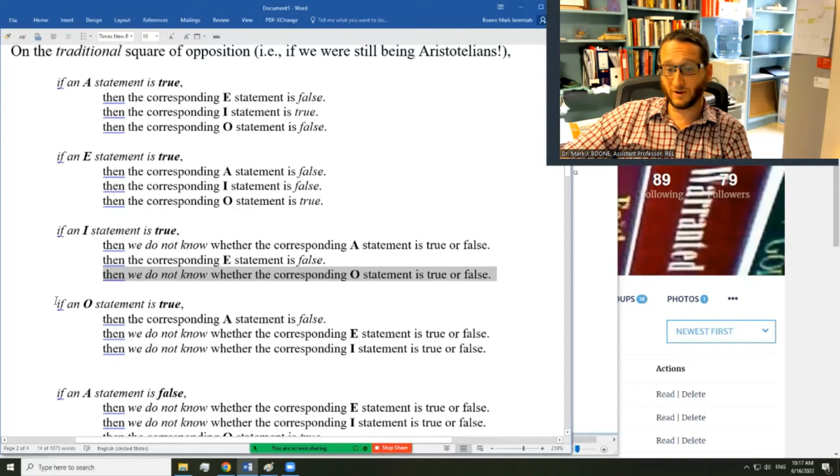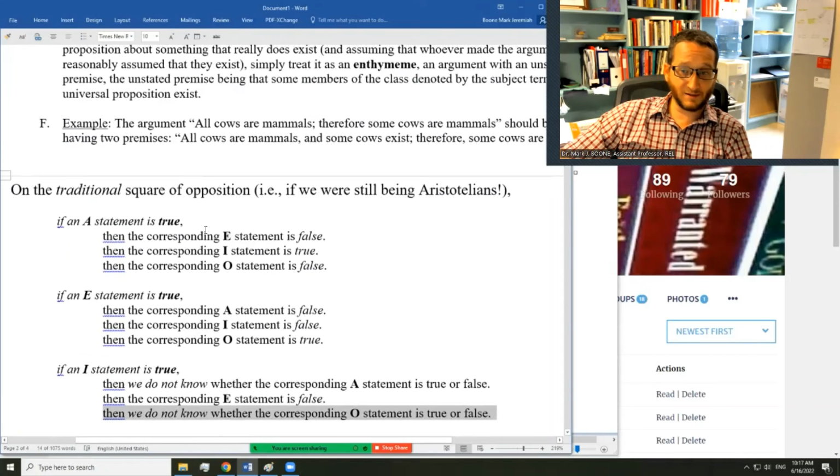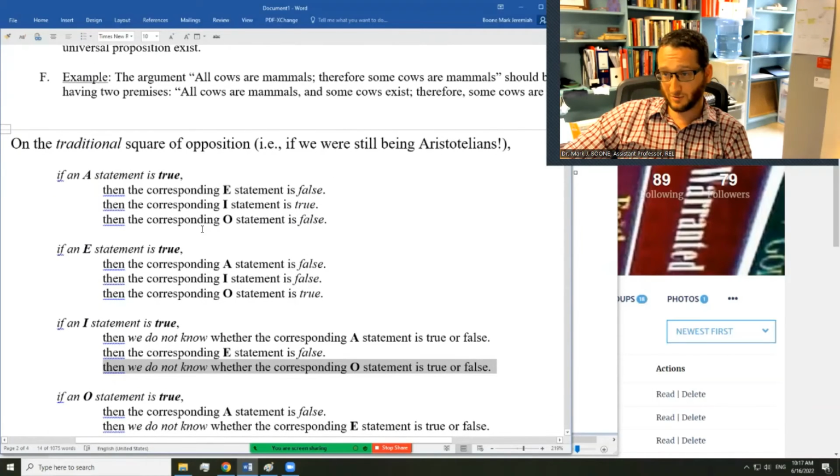If an O statement is true, following the symmetry, its corresponding A statement is false, and we don't know whether its corresponding E or I statements are true or false. Now, for most of you, I think you just read over what I'm about to scroll down through here.